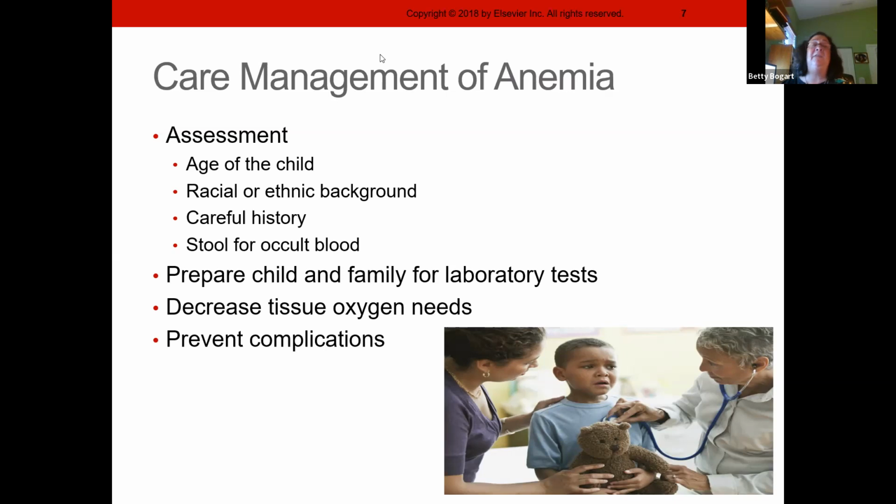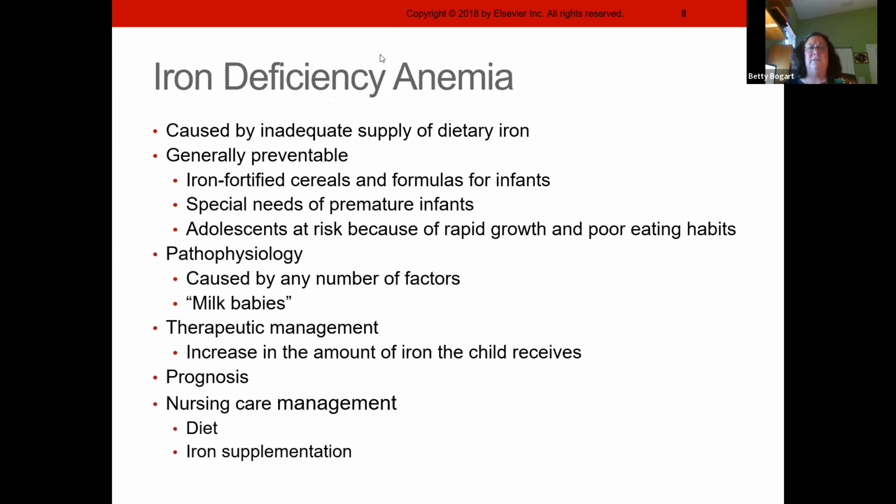And then, of course, with anemia, prevent complications. And this has a lot to do with not having enough nutrition or enough oxygen. So as I said, iron deficient anemia, probably the most common of all of the anemias out there. And it's because they're not getting enough iron. Now, infants at birth, if they're not on breast milk, are going to be given iron fortified formulas. At 6 months, we give cereals, but it's iron fortified cereals because the infants need that iron in the body.